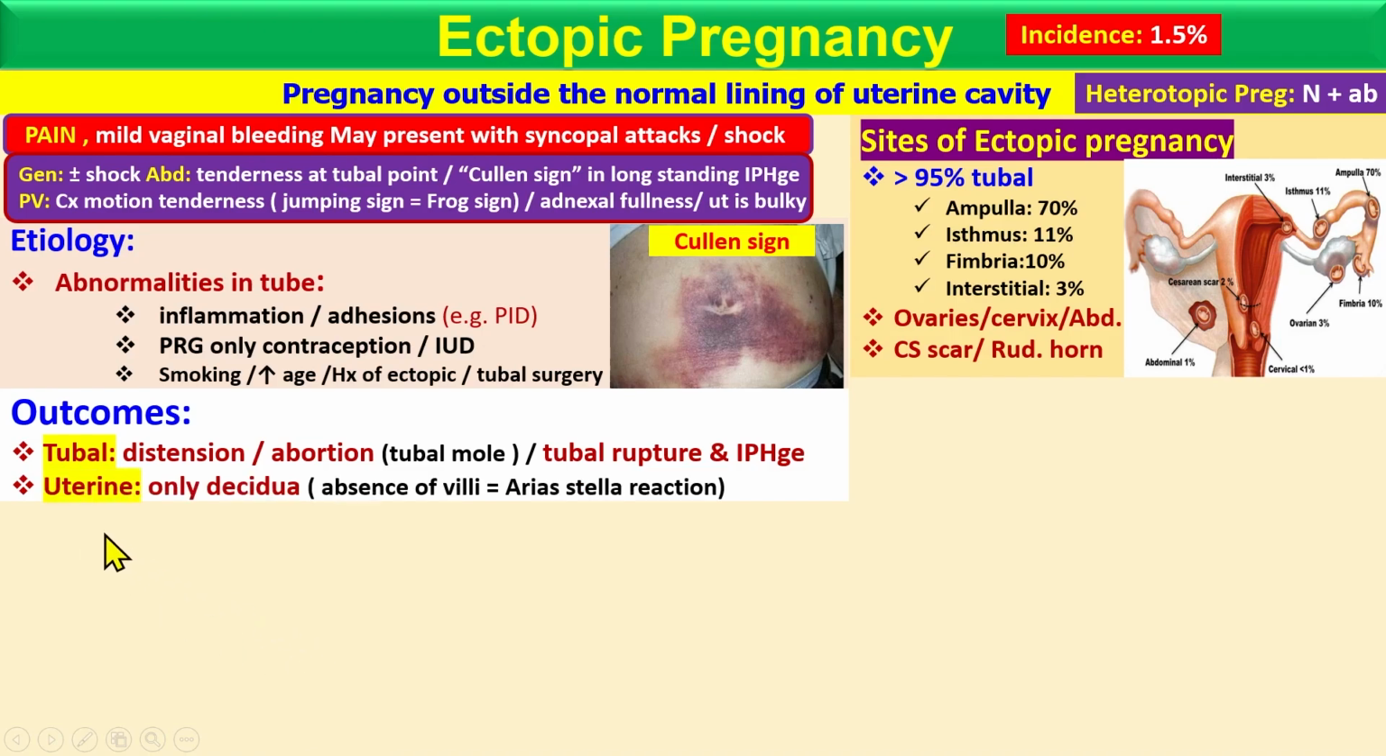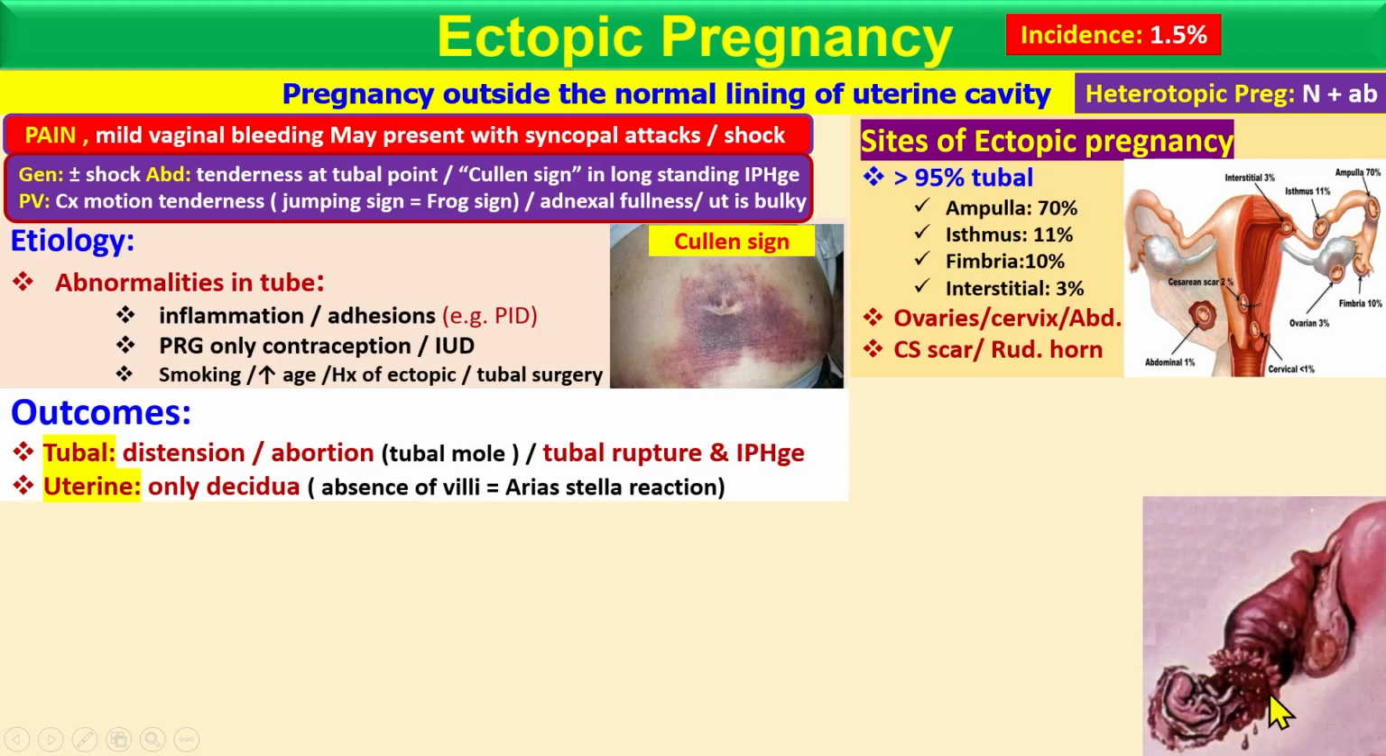And in the uterus, what do you see? You see only decidua because of the hormonal changes. Although the ectopic pregnancy is here, there are some changes in the uterus. You see only decidua, with absence of villi, no villi, only decidua. And this condition may lead to what? Arias-Stella reaction, meaning there is growth of the endometrium, hyperplasia, so there are changes in the endometrium, glandular changes, hyperchromasia. These are the different changes occurring, and this is known as the Arias-Stella reaction.